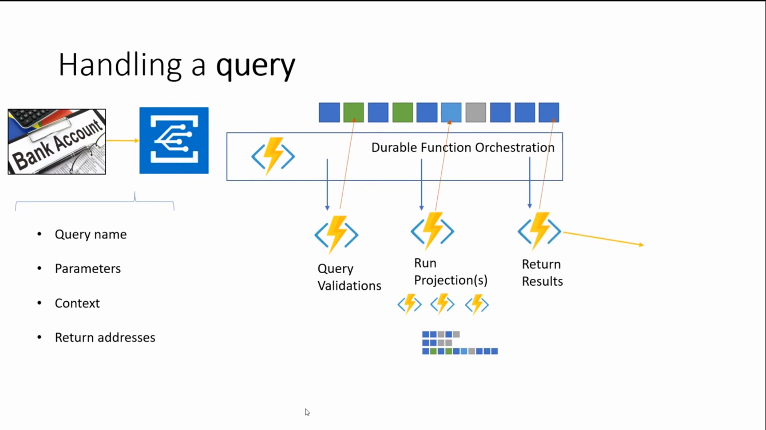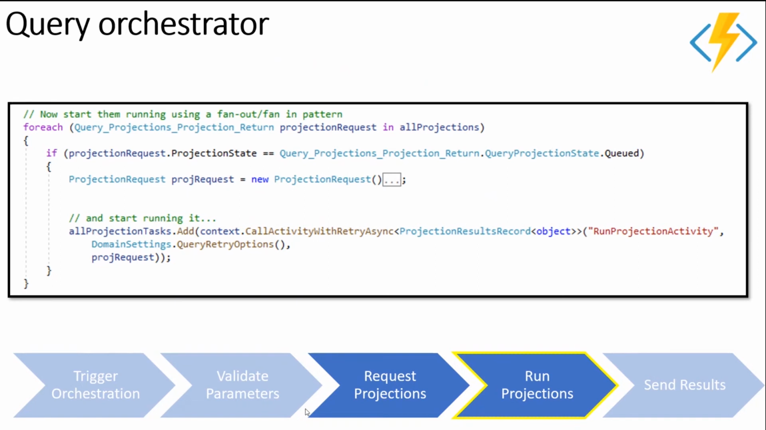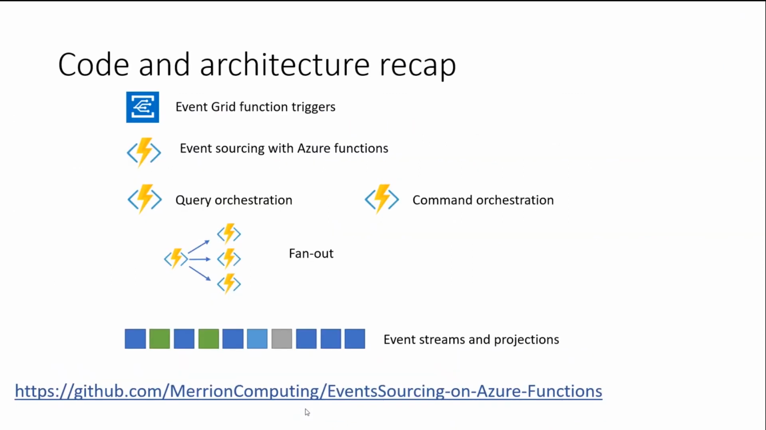And then when we've got them all back, we have the results that we can send out to whatever return address we passed in. And the orchestrator looks a bit like this. Basically, we have our query event stream. We're appending a projection request to the event stream for every projection that we're going to need. We then run the projections, and once they've all finished, it all comes back to the query results, and we then send them out to whoever we have added as our return address. So that is how it all looks.